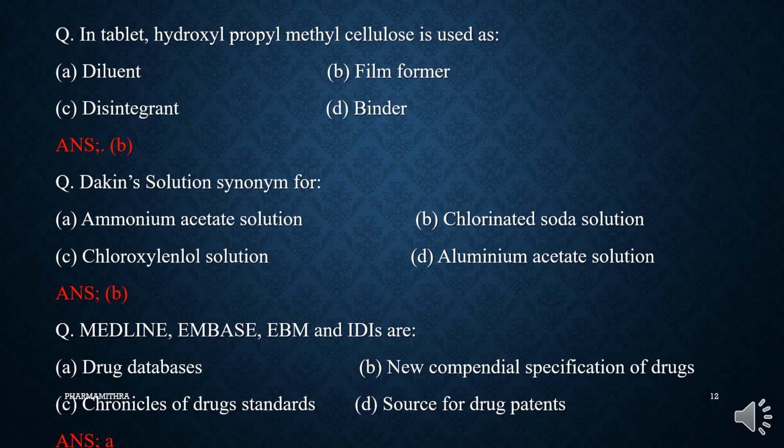Next, we are dealing with the pharmacy practice question. Medline, Embase, EBM and IDAR. These are examples of databases. Databases means we are using this biomedical information for studies, whereas compendial means it is related to pharmacopoeial standards. Chronicle means we are using accounting events arranged according to the time path, used for the interpretation of the final result.